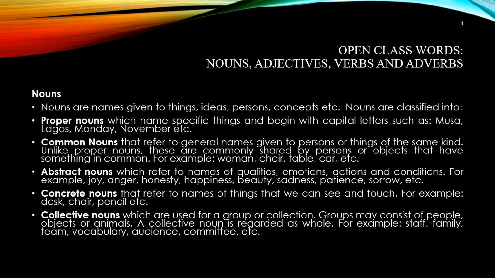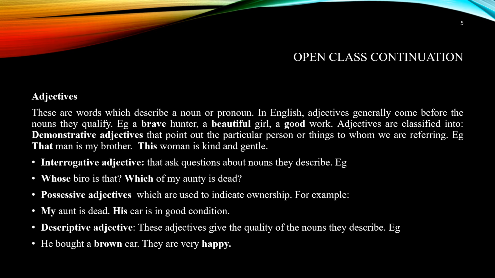For example, a collective noun is regarded as a whole. For example, staff. When we say staff, it includes principal, vice principal, members of staff, messengers, cleaners. All these are staff. Also family. In family we have mother, we have father, we have daughters, we have sons. All these are what are referred to as collective names. Hope class you understand it. So these are some of the examples of nouns of the open class system we have.